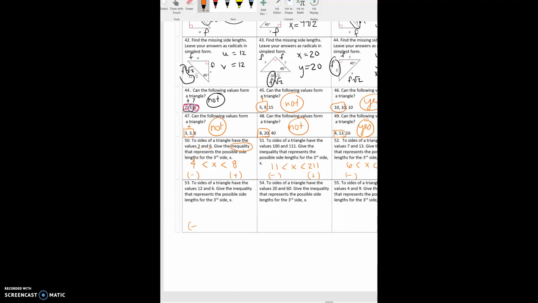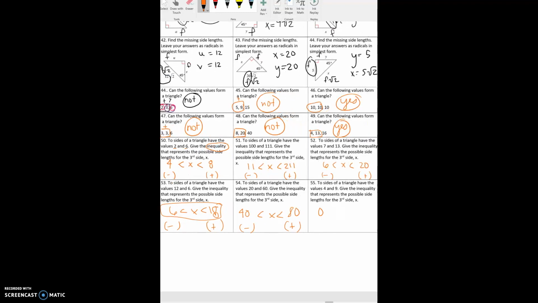Same thing, subtract, then add. 12 minus 6 is 6. 12 plus 6 is 18. This is our range. Subtract, then add, yet again. 60 minus 20 is 40. Add them together and it's 80.